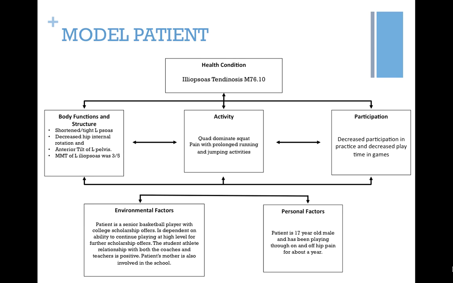How this affects participation: he wasn't able to participate in games or had decreased time in practice and games, difficulty with activities like squatting, or pain with prolonged running, jumping activities, and different quad dominant squats as well. Some environmental factors playing into it were the scholarships that the player was getting. He was a senior basketball player, very talented, wanted to continue to play at this high level for further scholarship offers. And the student athlete had a good relationship with coaches, teachers, and family.